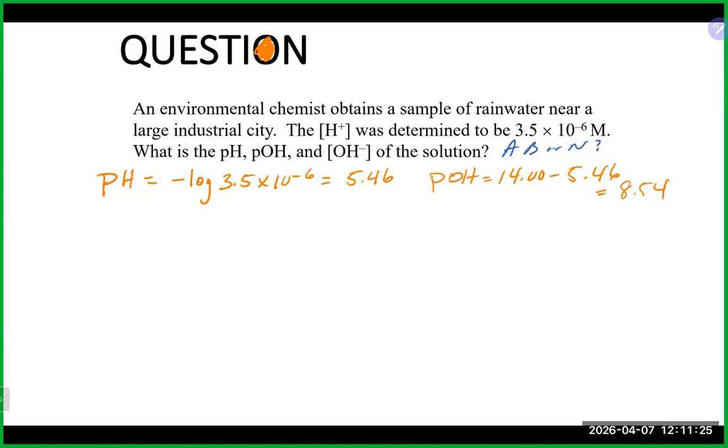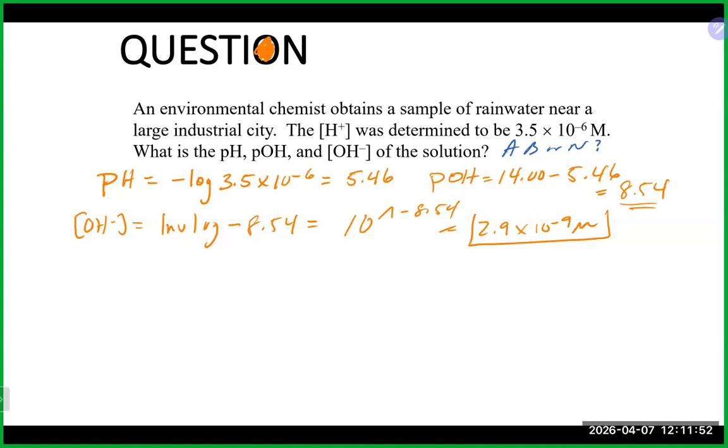Again, I could also use KW to get the hydroxide concentration. Now that I have this, the OH minus concentration is equal to the inverse log of negative 8.54, and that looks like 2.9 times 10 to the minus 9 molar. You obviously could also just use KW as another option to do that. And then that's it, I think.